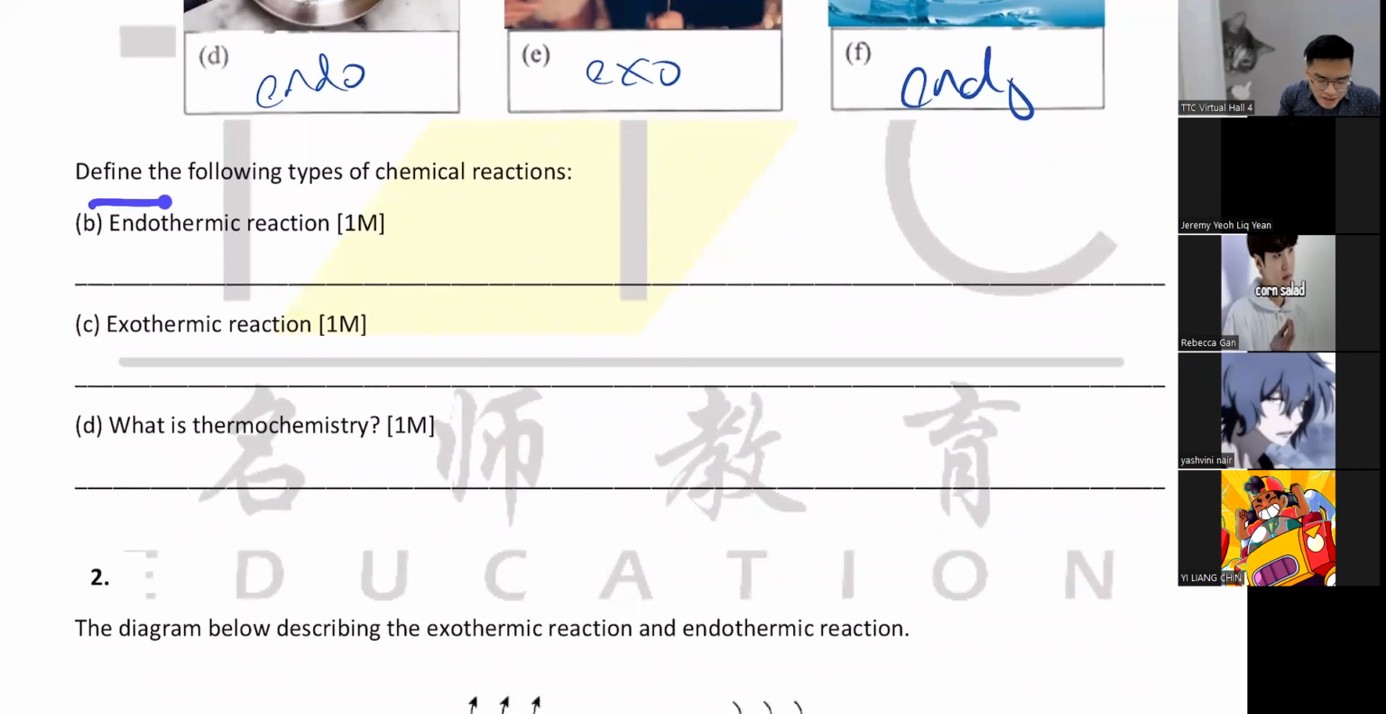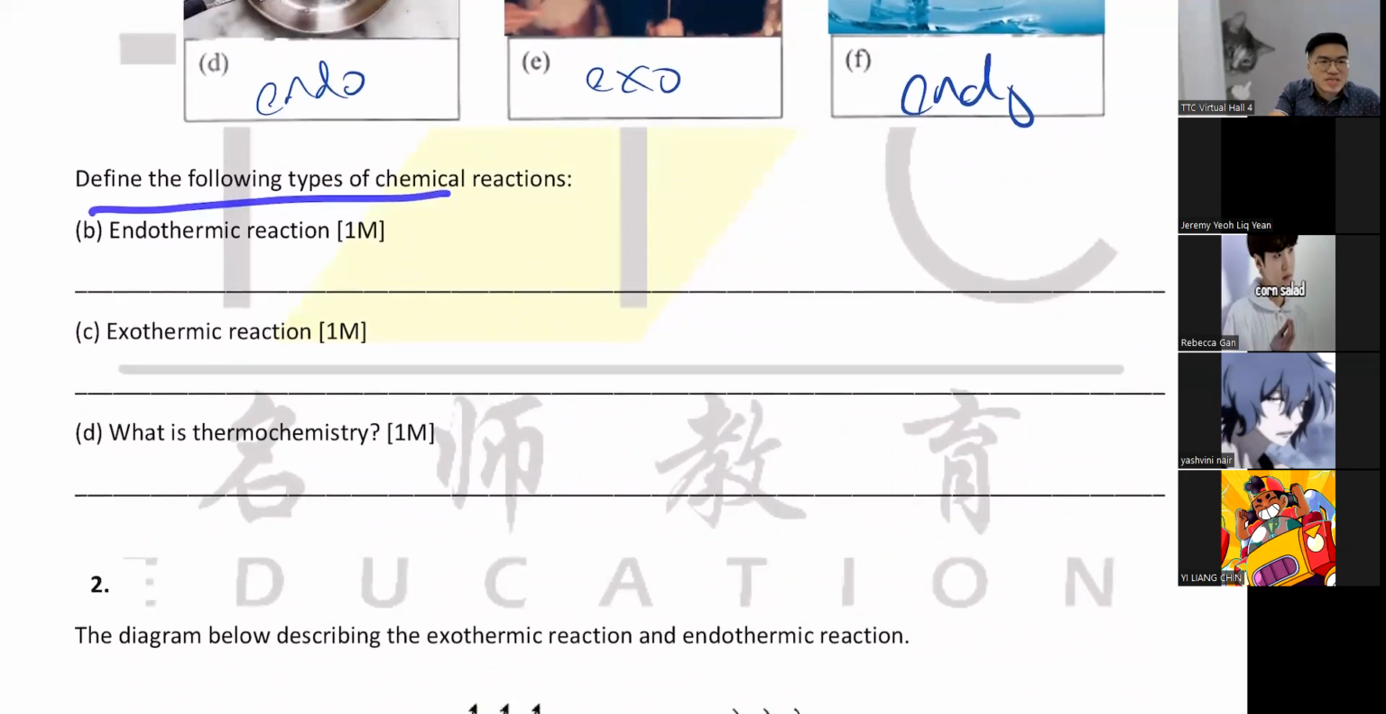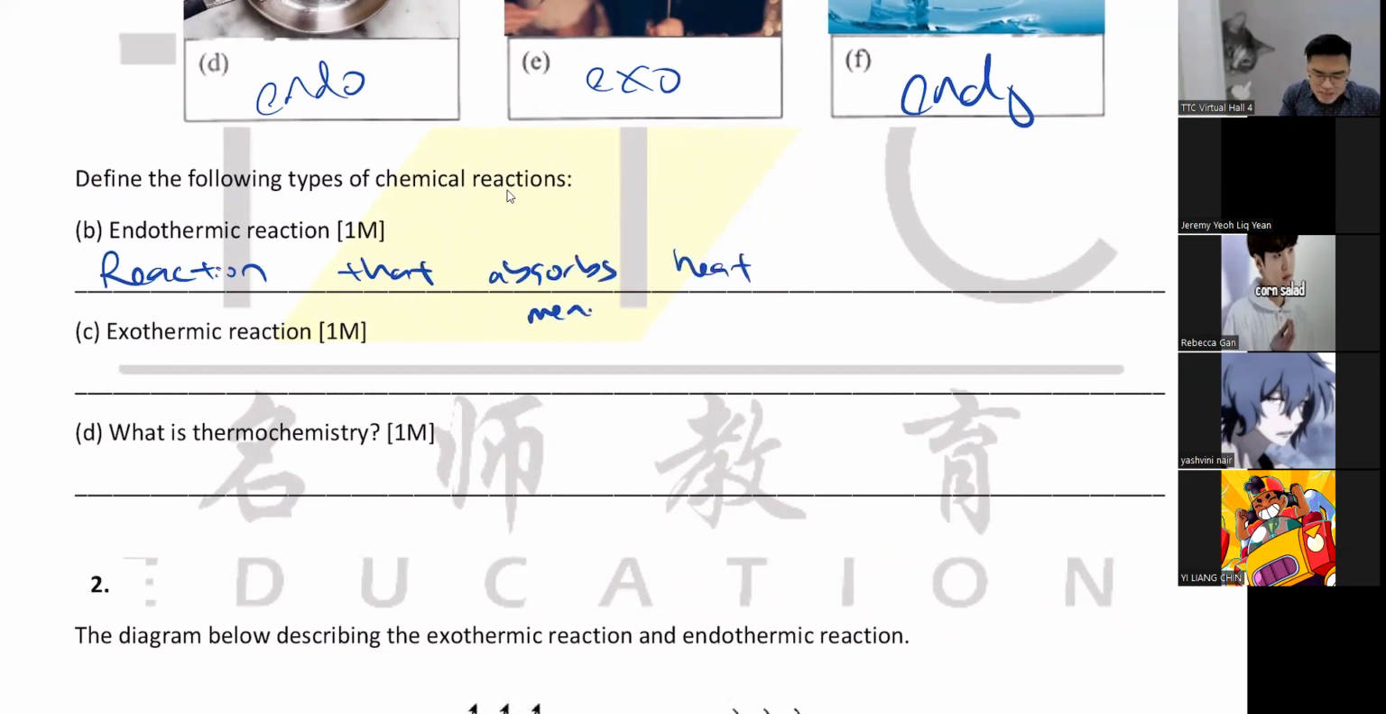Alright, anyway, so define the following types of chemical reactions. That's the definition. This probably won't come out in exam, but if you want to answer, I'll give you. So what is an endothermic reaction? It is a reaction that absorbs heat. The keyword is absorb heat. Exo is release heat, releasing heat.